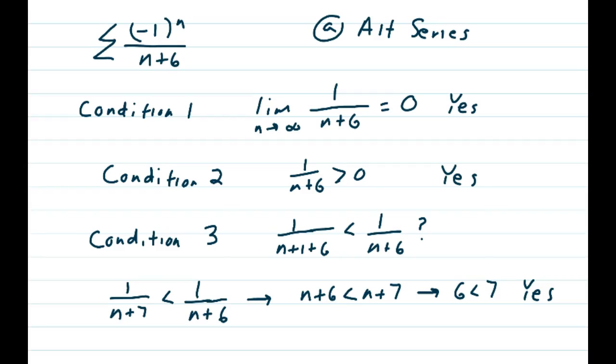Condition 3 is: is 1 over n plus 1 plus 6 smaller than 1 over n plus 6? Doing a little bit of algebra, we have 1 over n plus 7 is less than 1 over n plus 6. Then cross multiplying, we get n plus 6 is less than n plus 7. Subtracting n, we get 6 is less than 7, which everybody can agree is a true statement.